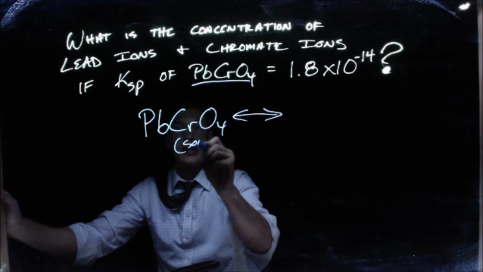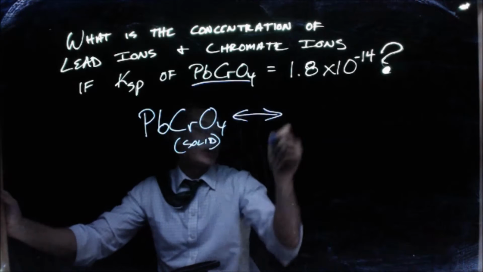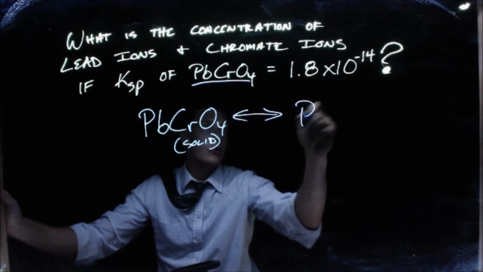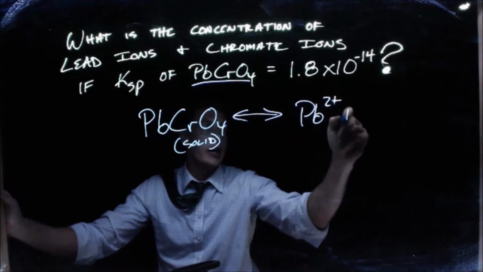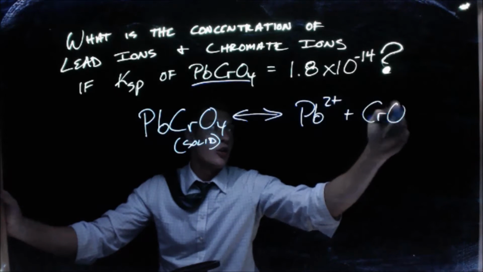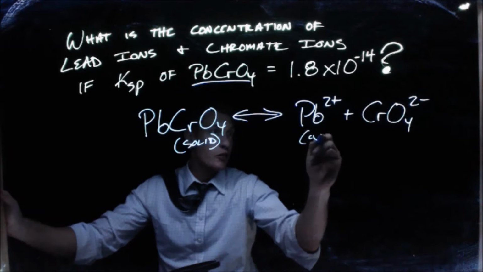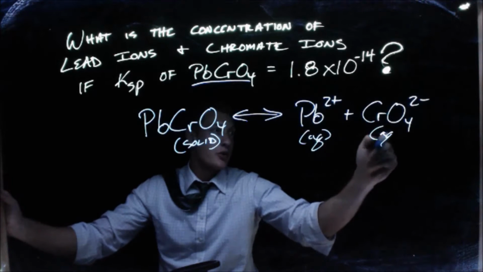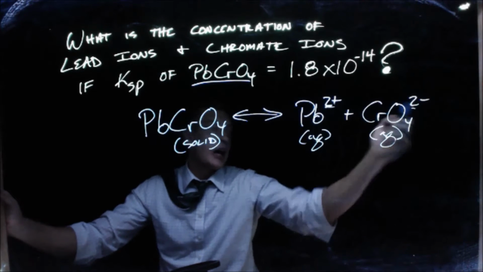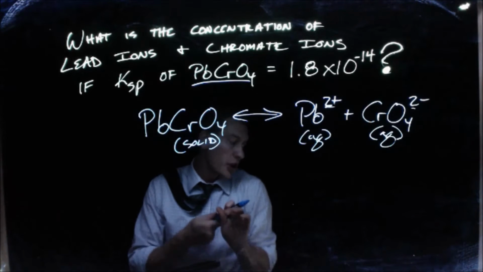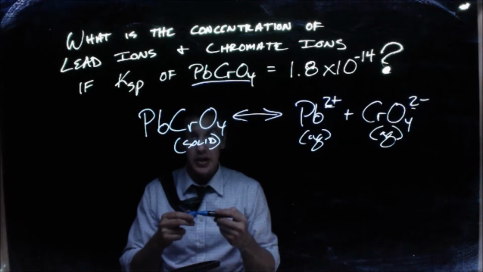So this is a solid, it's an ionic compound. It's going to dissociate into Pb2+ ions and CrO4 2- ions. These guys are going to be aqueous, and that's sort of implied by the ion value, but we'll be very explicit here.